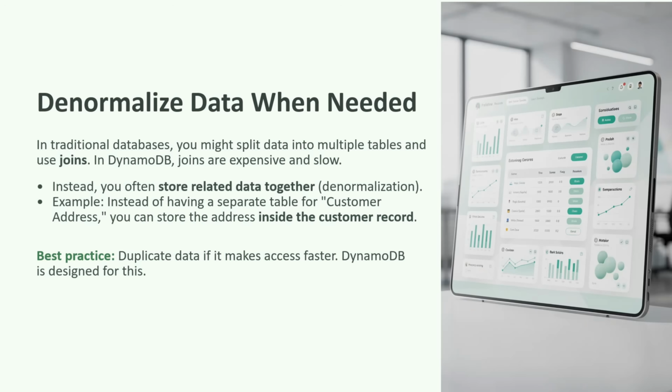You have to denormalize the data when needed. In traditional databases, you might split data into multiple tables and use joins. In DynamoDB, joins are expensive and slow. Instead, you often store related data together, which is called denormalization. For example, instead of having a separate table for customer address, you can store the address inside the customer record. Best practice: duplicate data if it makes access faster. DynamoDB is designed for this.